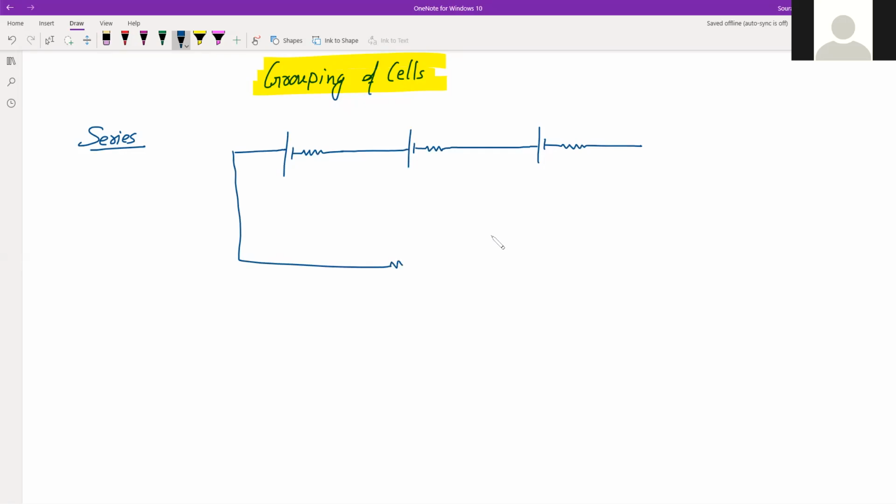And this combination of cells is giving supply to this external resistance. Let the EMFs be E1, E2, E3, and the internal resistances be R1, R2, and R3. Now the current which comes here goes through the external resistance R, and the same current comes here. Because it is not getting divided, it will be the same everywhere.